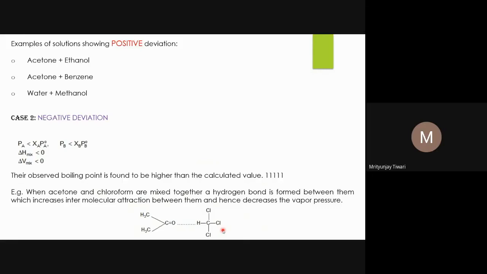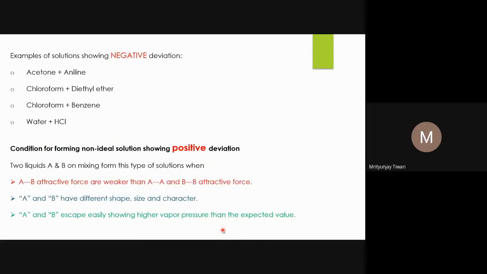And that is why we see the stronger interaction when they are mixed, and so such solutions show negative deviation from Raoult's law.